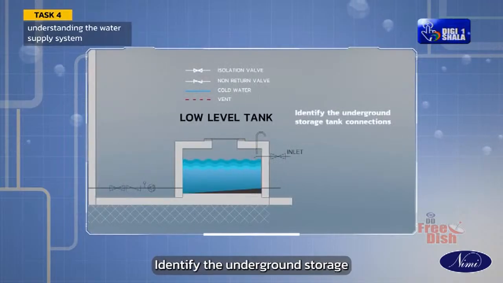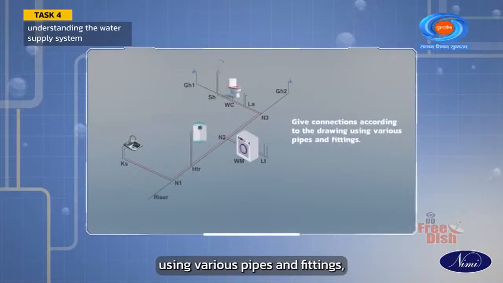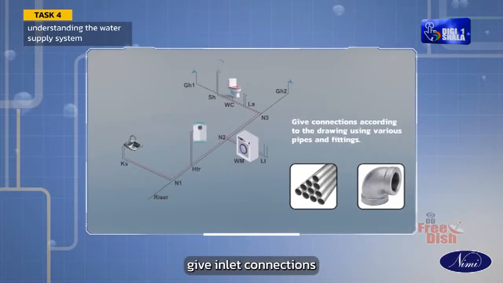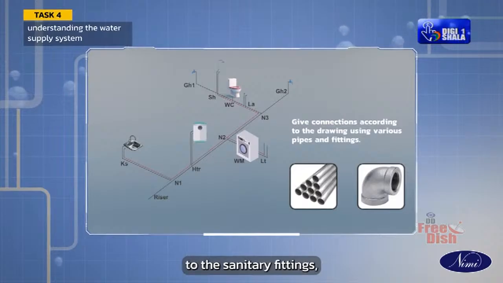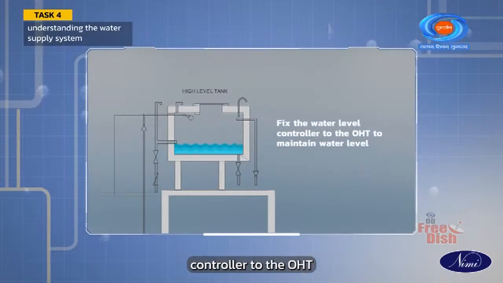Identify the underground storage tank connections. Give connections according to the drawing using various pipes and fittings. Give inlet connections to the sanitary fittings using various pipes and fittings. Fix the water level controller to the OHT to maintain water level.